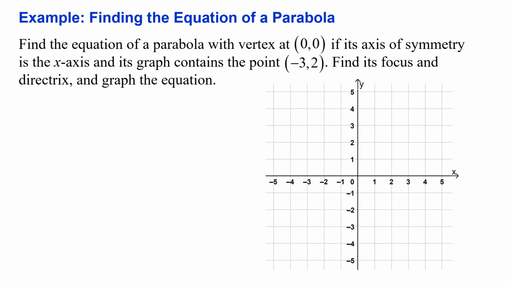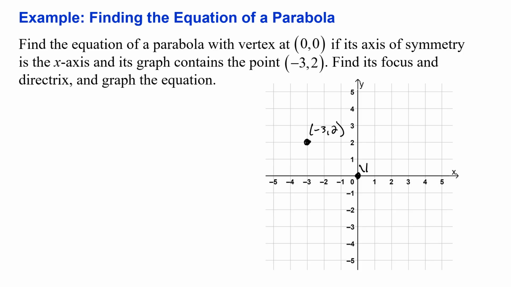In this example, we're told to find the equation of the parabola with vertex at (0, 0), if its axis of symmetry is the x-axis, and its graph contains the point (-3, 2). Find its focus and directrix and graph the equation. So to begin, let's plot the information given on the xy grid to start visualizing the graph. Using a rectangular plane with x-axis from -5 to 5 and y-axis from -5 to 5, let's plot the vertex at the origin as well as the point (-3, 2).